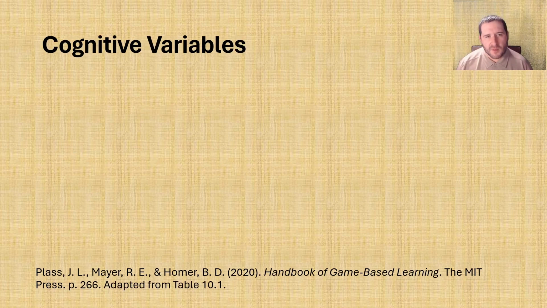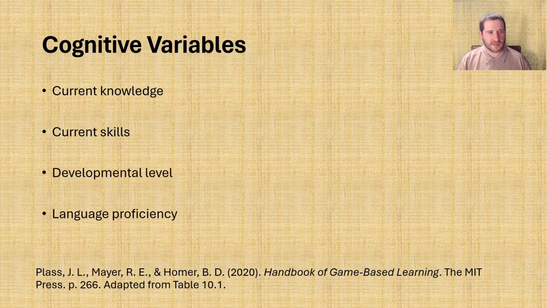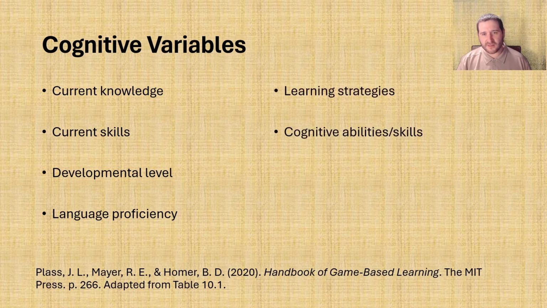So next, let's talk about some of the variables these games might track. The first variable type given by Plass and friends in their table 10.1 here is cognitive variables. These are the traditional skills we're looking at in the classroom. These are the skills that are most likely to appear in the standards, right? Cognitive variables are things like assessing current knowledge, current skills, developmental level, language proficiency, learning strategies, cognitive abilities and skills, and finally self-regulation.